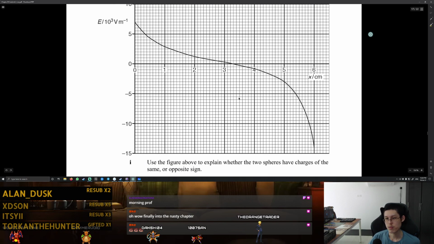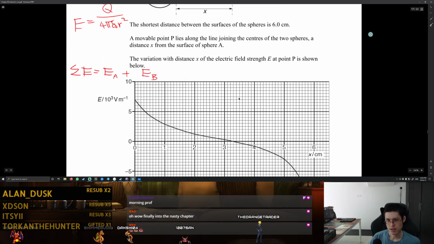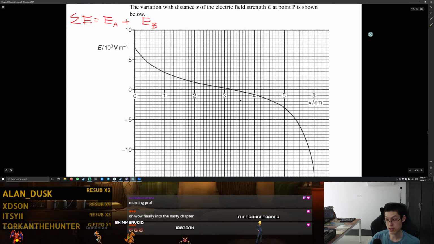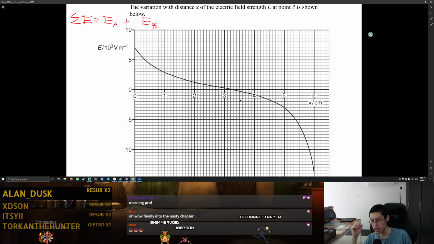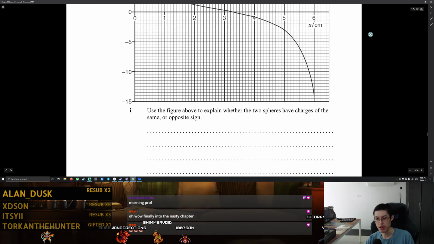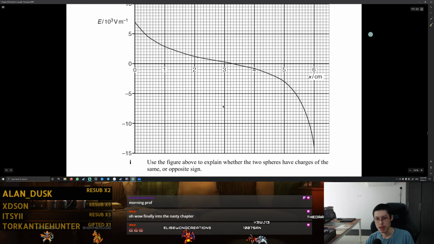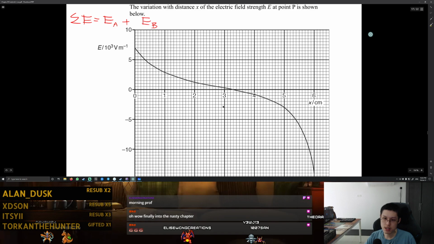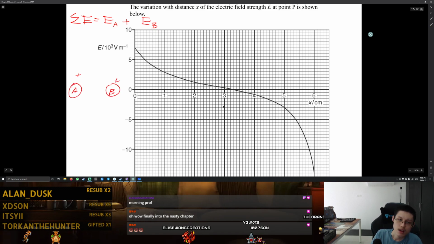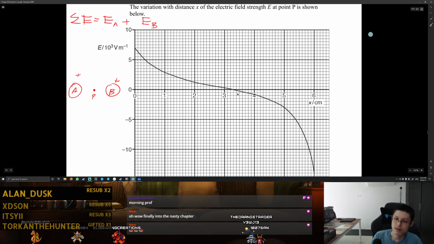Well, in this case, we are not given the convention. The question doesn't tell you going to the right is positive or going to the left is positive. So who knows, right? But they're not asking you whether it's positive or negative. They're asking you whether they're the same or opposite. So if you have two positive charges, and you put a positive test charge in the middle, you can see that this is 0.